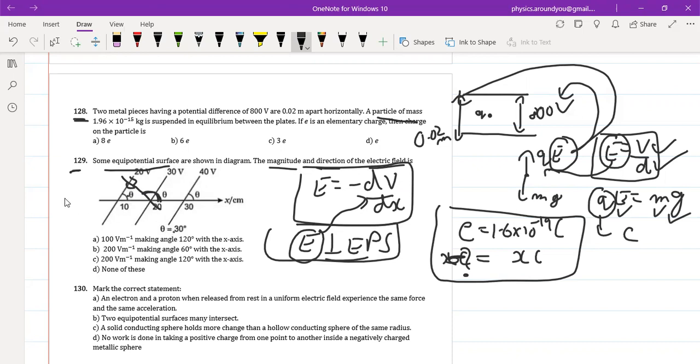If it is making 90 degrees with the surface, what will it make with the x-axis? Theta is 30 degrees. I can examine the triangle. This is 90, this is 30. So by angles in a triangle, this is 90, this is 30, this has to be 60. If this angle is 60, this oblique angle should be 120 degrees. So the electric field should make an angle of 120 degrees with the x-axis. Fine, direction part is known. How to find the magnitude? Magnitude is E equal to minus dV by dx.